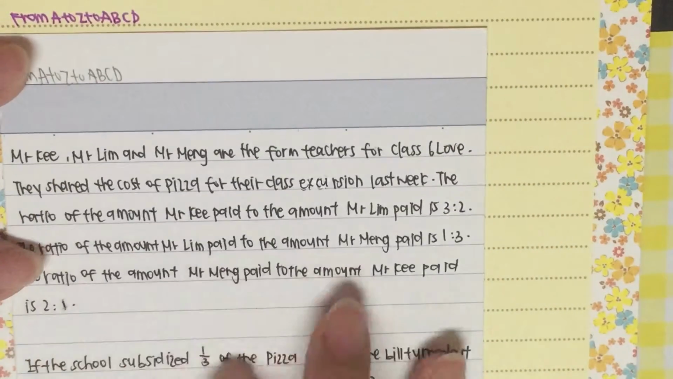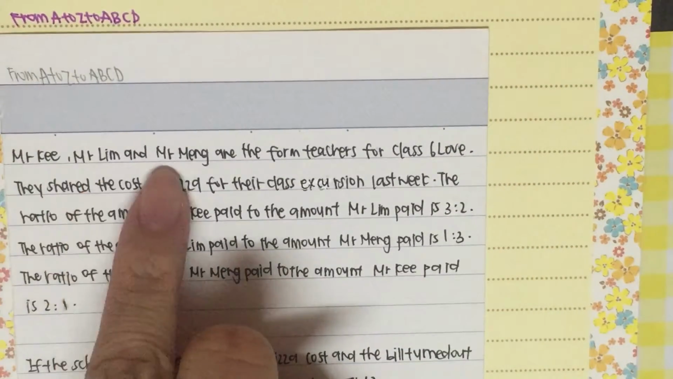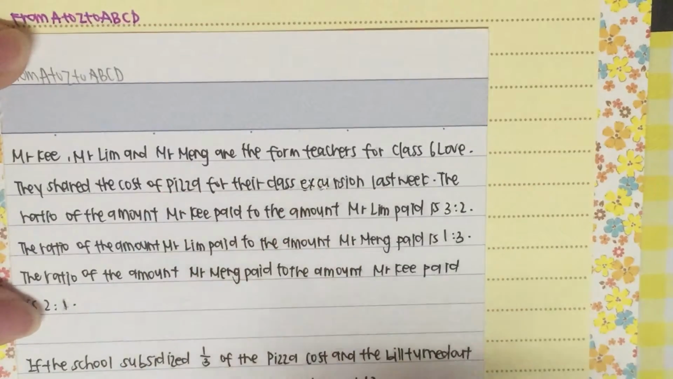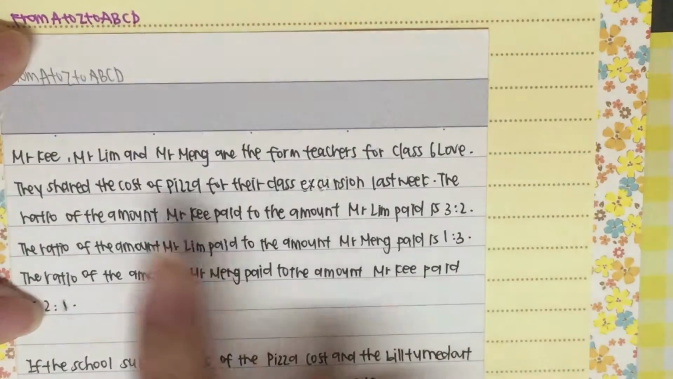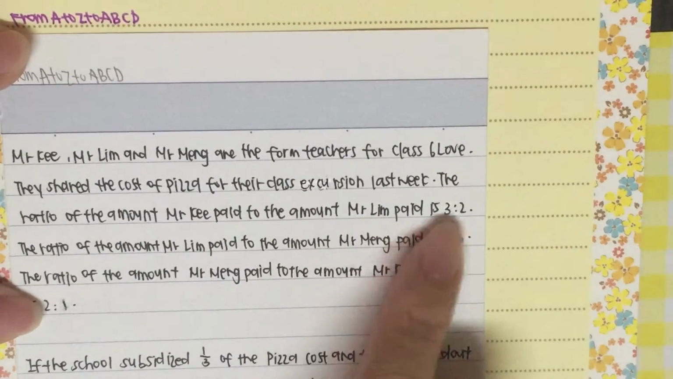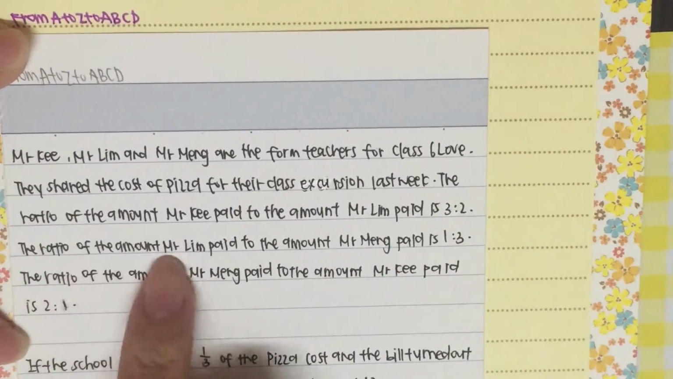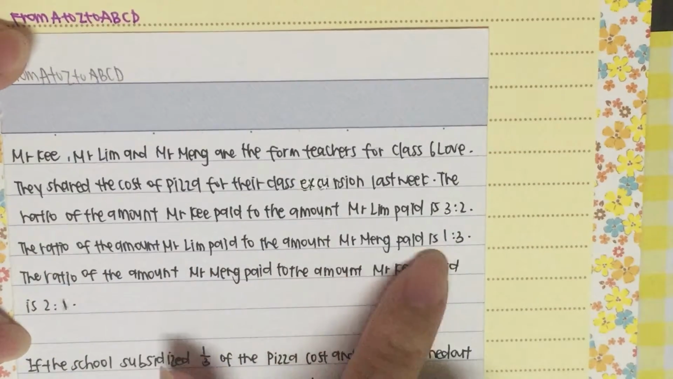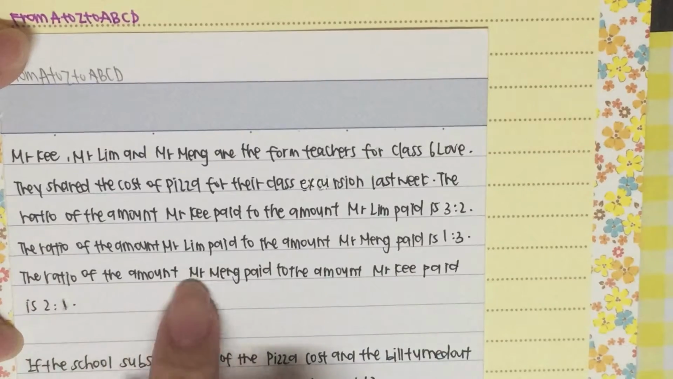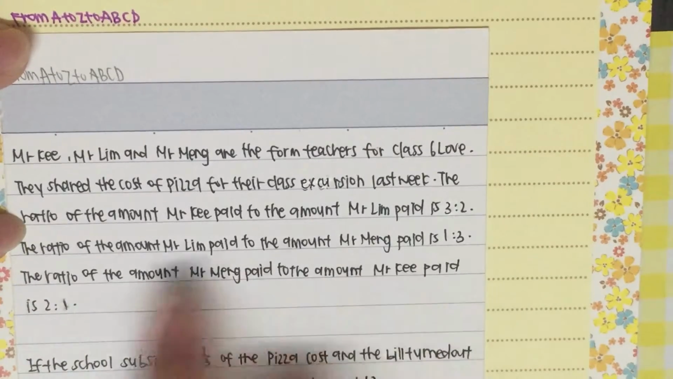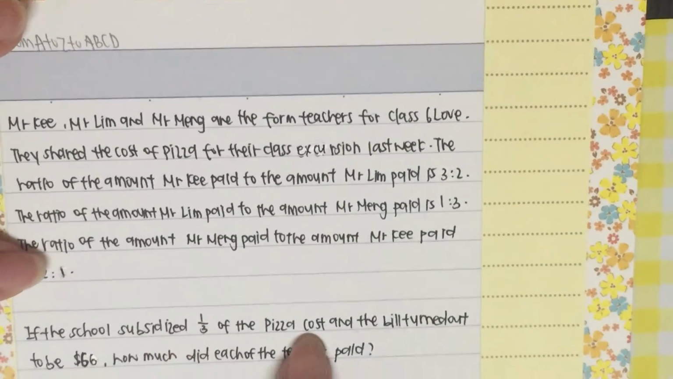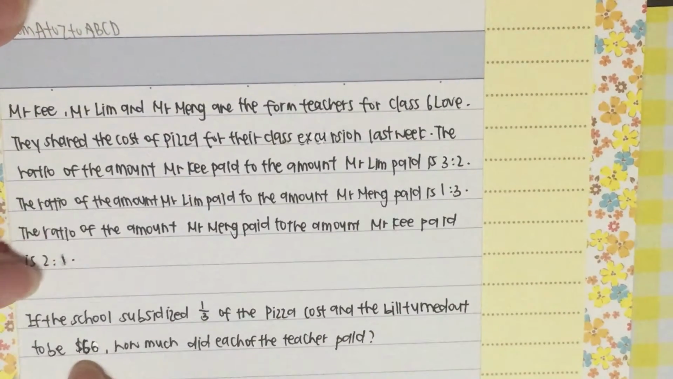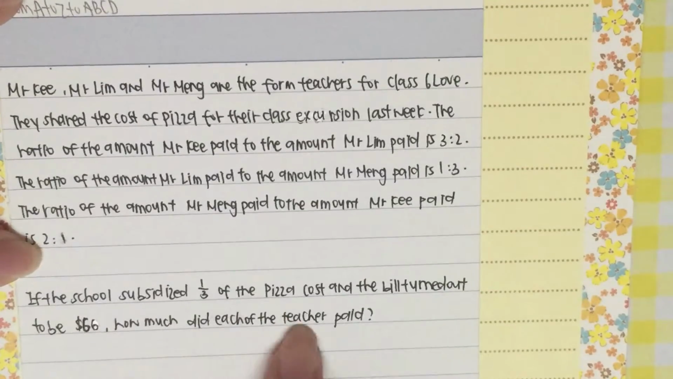Question 3. Mr Kee, Mr Lim and Mr Meng are the form teachers for class 6 Love. They shared the cost of pizza for their class excursion last week. The ratio of the amount Mr Kee paid to the amount Mr Lim paid is 3:2. The ratio of the amount Mr Lim paid to the amount Mr Meng paid is 1:3. The ratio of the amount Mr Meng paid to the amount Mr Kee paid is 2:1. If the school subsidized 1/3 of the pizza cost and the bill turns out to be $66, how much does each of the teachers pay?